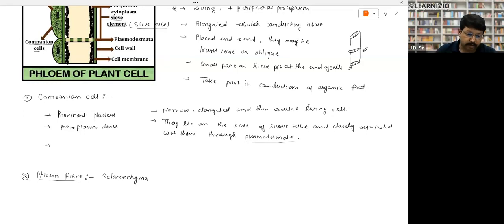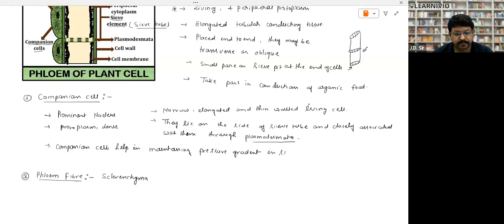Companion cell, that is a very important point. What is their function? Companion cells help in maintaining the pressure gradient in the sieve tube element. Clear?